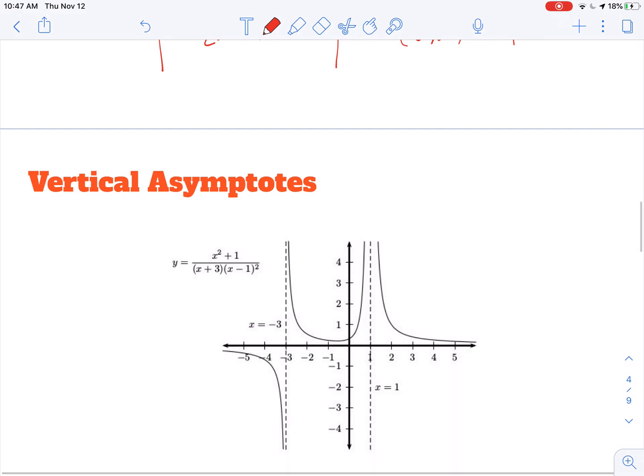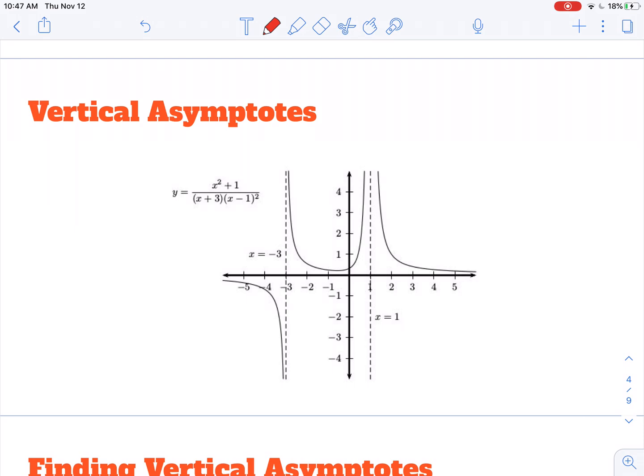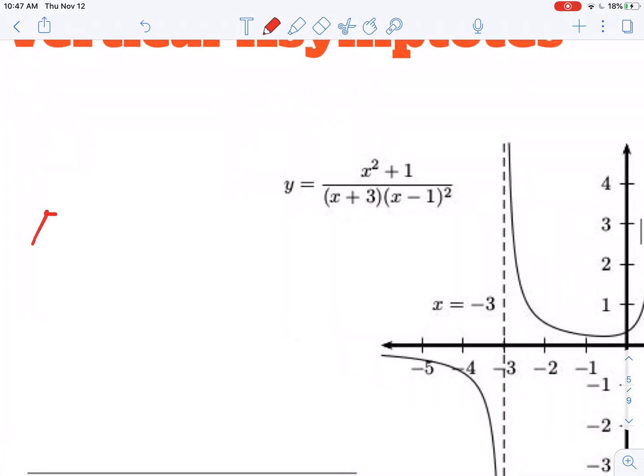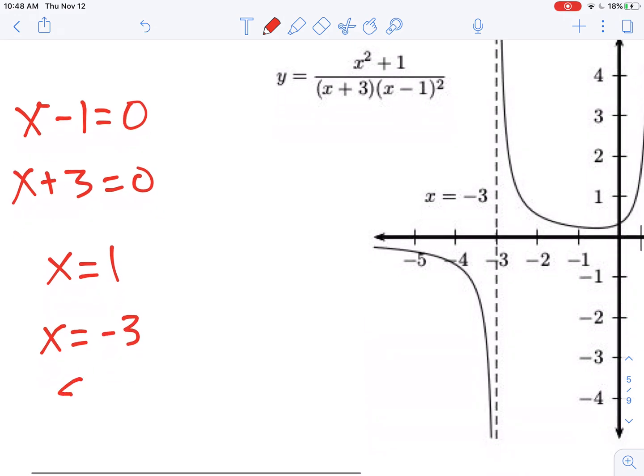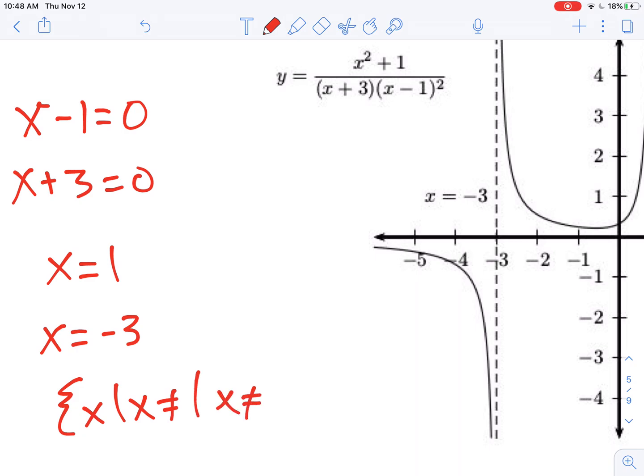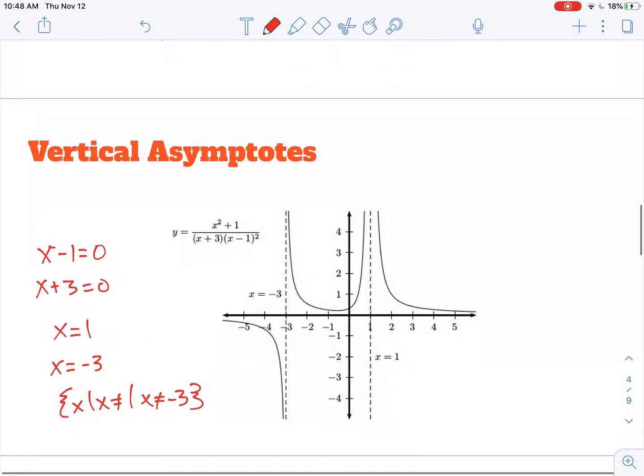All right, now a vertical asymptote. Vertical asymptotes are one of the domain exceptions that we can have. So here, let's go ahead and look at this function. I've got y is equal to x squared plus 1 over x plus 3 over x minus 1 squared. Right away, I can say that x minus 1 is equal to 0, x plus 3 is equal to 0, x is equal to 1, x is equal to negative 3. So I've got all values of x where x cannot be equal to 1 and x cannot be equal to negative 3. When we look here, we can see that at these exceptions, at these values, I've got vertical asymptotes.